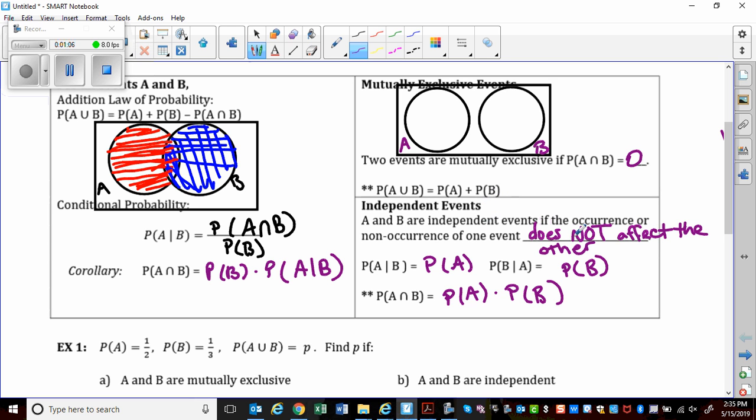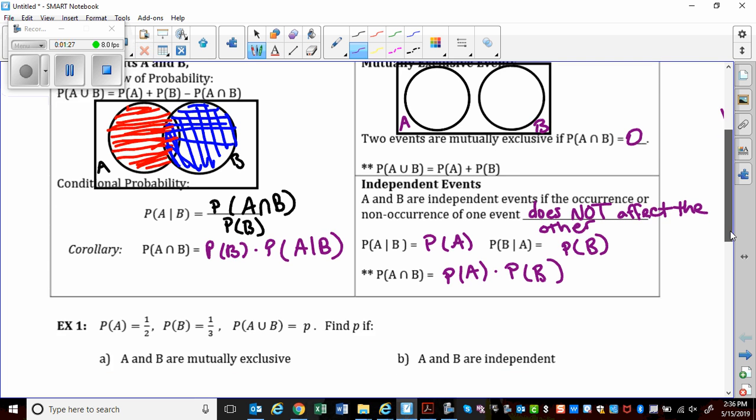Independent events, if they are independent of one another, then they do not affect each other. So the probability of A given B is just the probability of A. If you want the probability of B, then that's just the probability of B. If you want the intersection of probability of A and B, then we need to multiply the probability of A times the probability of B.